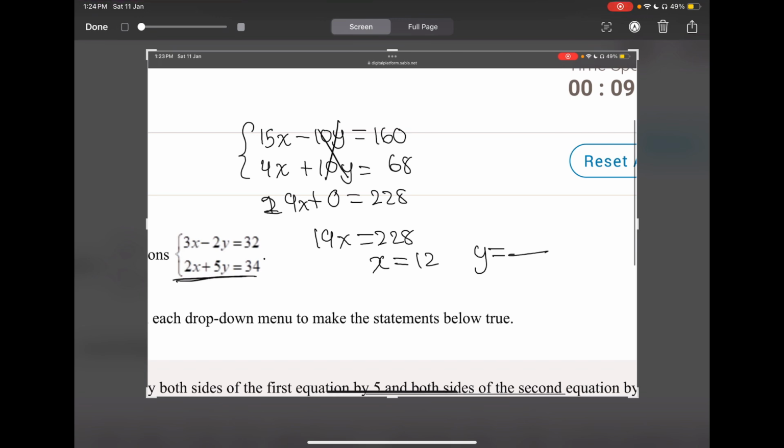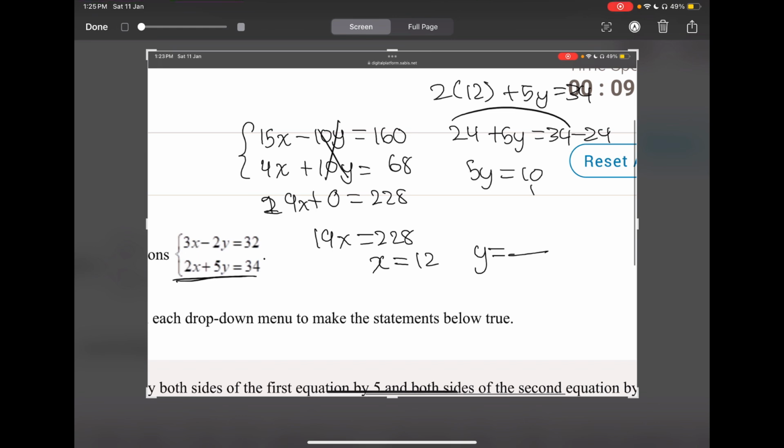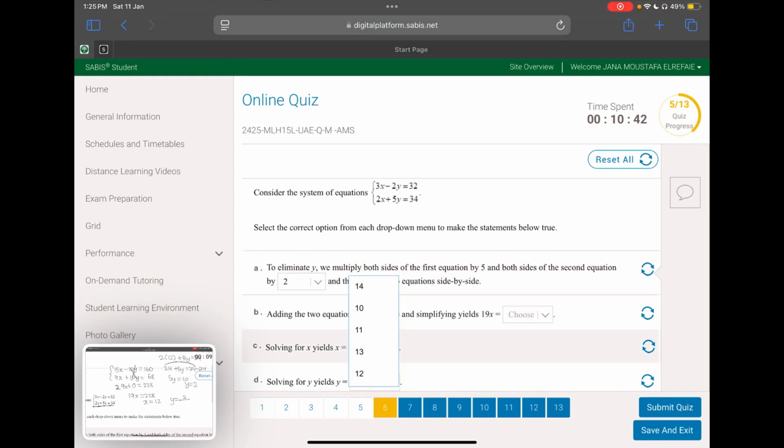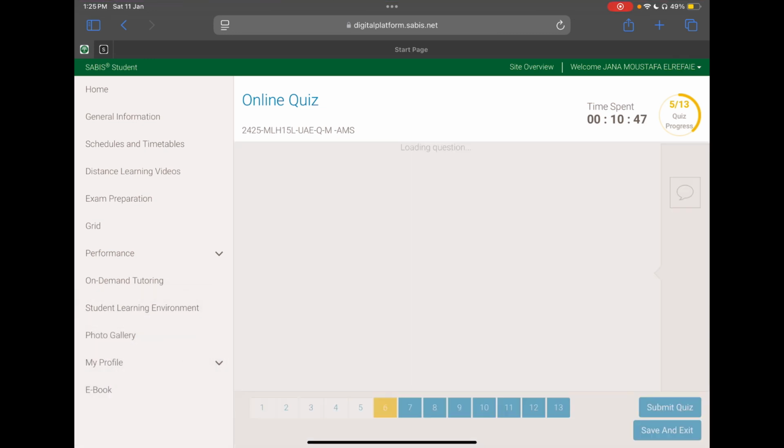So what is x? 12. 2 times 12 plus 5y equals 34. So 24 plus 5y equals 34. Take 24 to the other side, minus 24. 5y equals 10. Y equals 2. So x is 12 and y is 2. X is 12, y is 2, and we said 19x is 228.